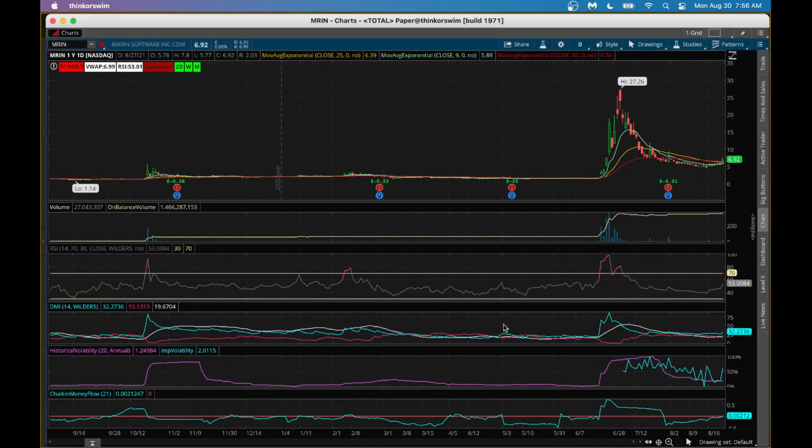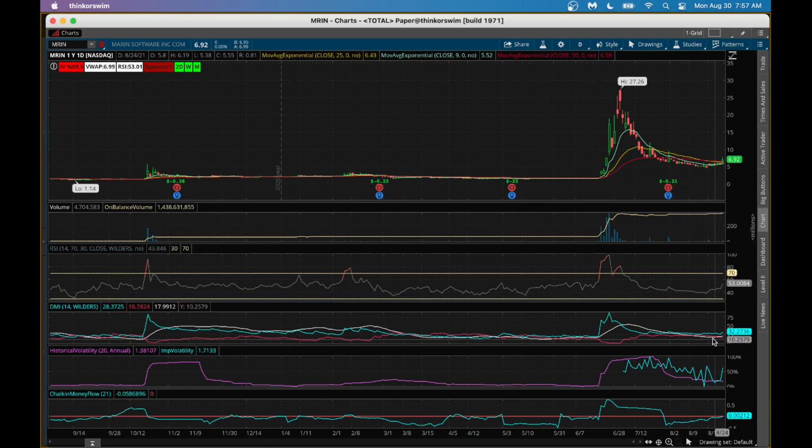First start with the smaller chart. As you look through here, the stock is at $6.92. The stock had done nothing, had a huge short squeeze here, went all the way to 27. Now it's trying to see where to go. As you see here, people are buying the stock. That's why the on balance volume is going up. A lot of people are accumulating at this time. And as you see here, RSI is trying to pick up.